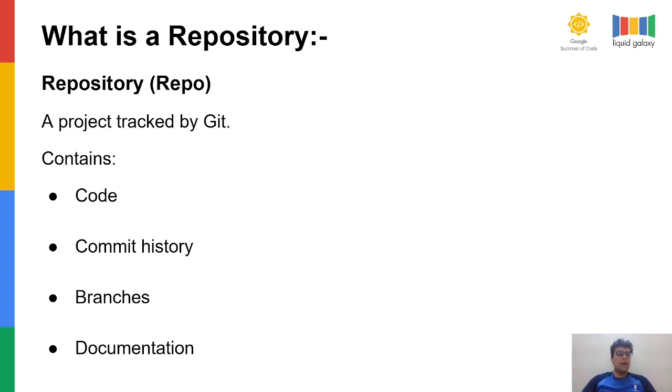So the actual metadata lives inside the .git directory. We'll see the .git directory later. Each repository contains a working directory, staging area, object database, and branch references. So we'll see all of these later.